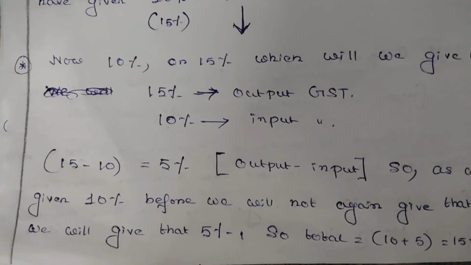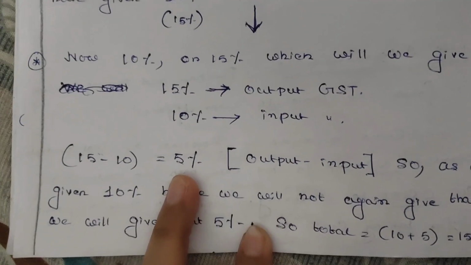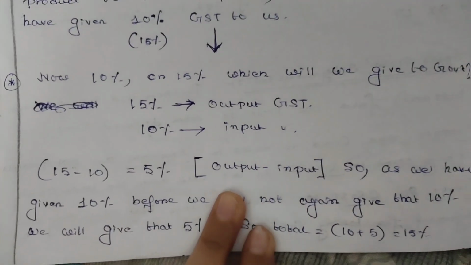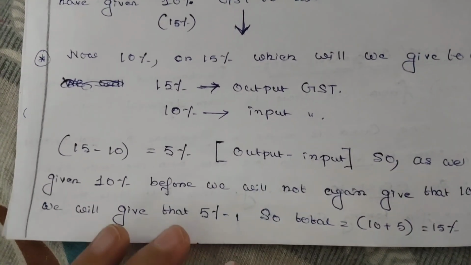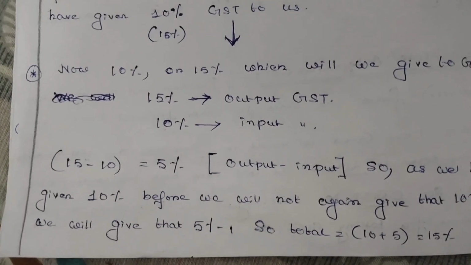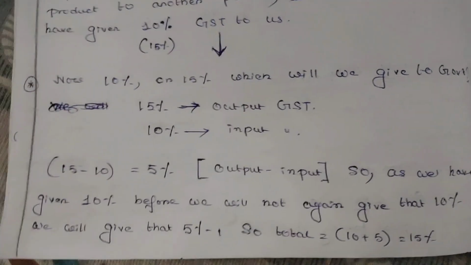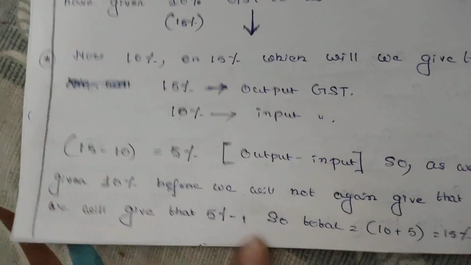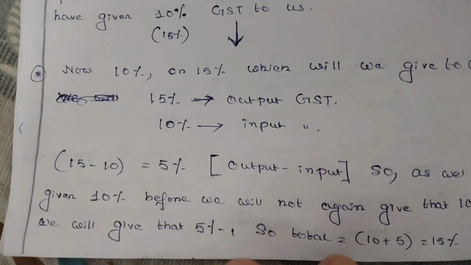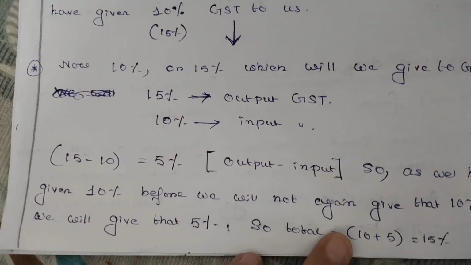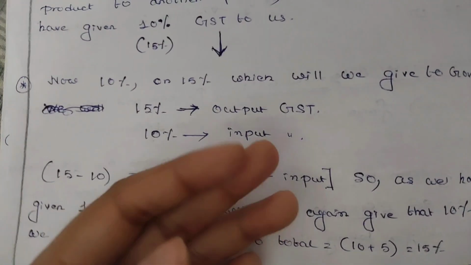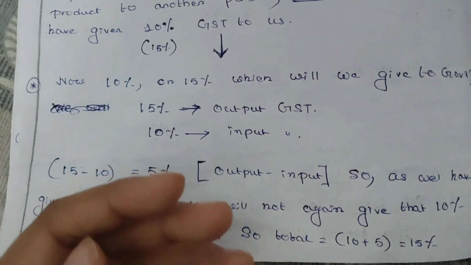Now 15 minus 10, 5 rupees, is output minus input. So as we have already given 10 rupees before, we will not give that 10 rupees to the government. We will give only 5 rupees. So in total we have to give 15 rupees, which includes what we gave the government when we were purchasing the product.